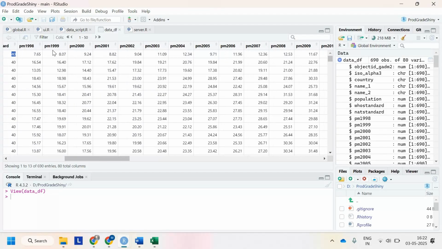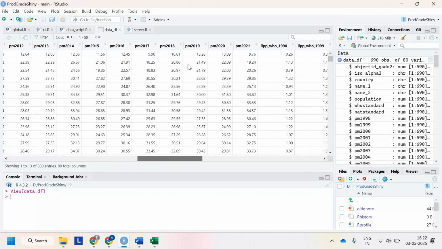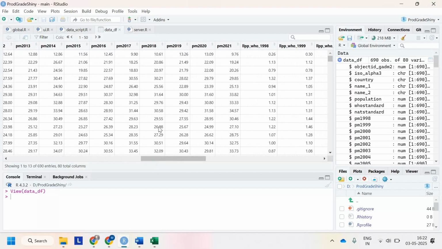And here you can see the PM 2.5 data is available from 1998 to 2021, right? And these are the concentration levels of PM 2.5. We will explore the data more, we will go in depth to see how to visualize the data and how to come up with insights out of this data.